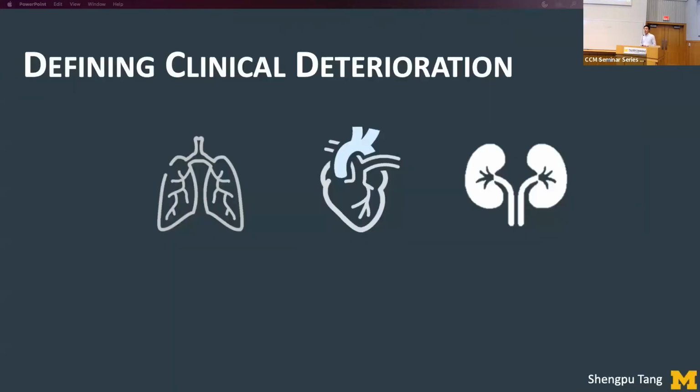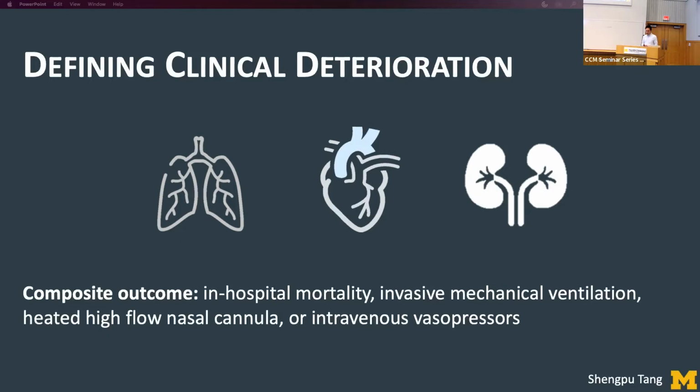To obtain this model, we first want to define what constitutes clinical deterioration. We wanted to capture patients that would need respiratory support, cardiovascular support, or patients that will likely die in the hospital because of the disease. In consultation with our clinical collaborators, we arrived at the following composite outcome definition, which consisted of in-hospital mortality, invasive mechanical ventilation, heated high-flow nasal cannula, as well as intravenous vasopressors. And these constitute the different outcomes that we define as clinical deterioration.